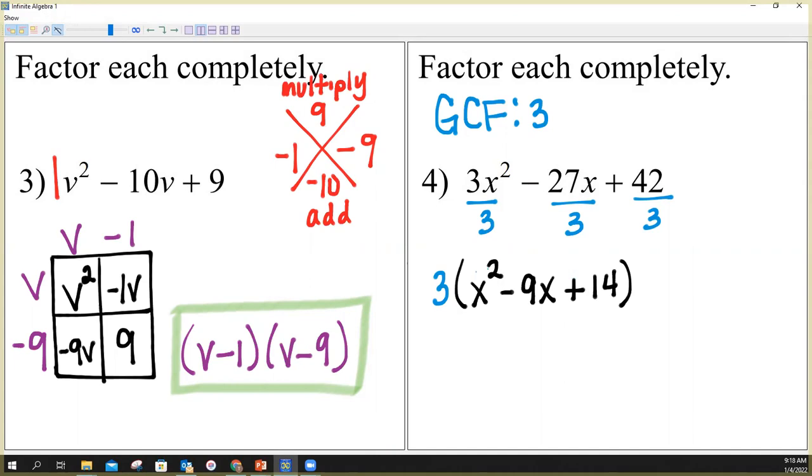So now we take a look at what we have to see if this can be factored. In order for us to factor what I have in my parentheses, I need to find two numbers that multiply to be 14 and add to -9. So I'll give you about 60 seconds to see if you can find those numbers.